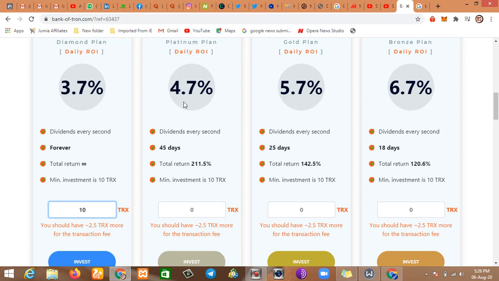Okay, minimum is 10, so I don't think it has a maximum. It doesn't have a maximum. Okay, none of them has a maximum. The minimum is 10 TRX chunks. That's about 490 or 491.4 thereabouts.